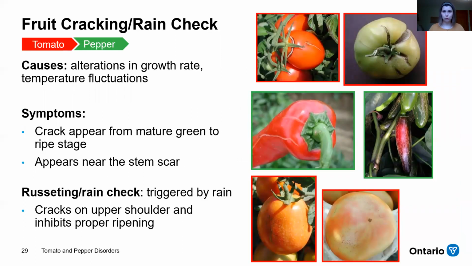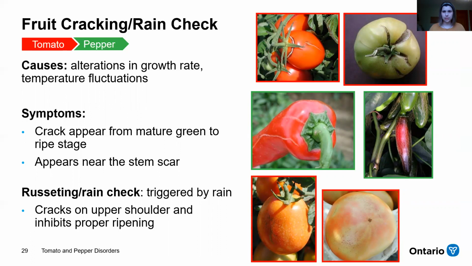Lastly, we have fruit cracking. So this may be caused by alterations in growth rate, fluctuations in moisture or temperature, even fruit exposure to full sun. The cracks can appear from the mature green to ripe stage of maturity, and cracking generally appears near the stem scar and is a result of rapid fruit growth, usually brought on by periods of drought followed by heavy rains or irrigation events. The concentric cracking can often occur when standing water sits on the shoulders of the fruit as well.